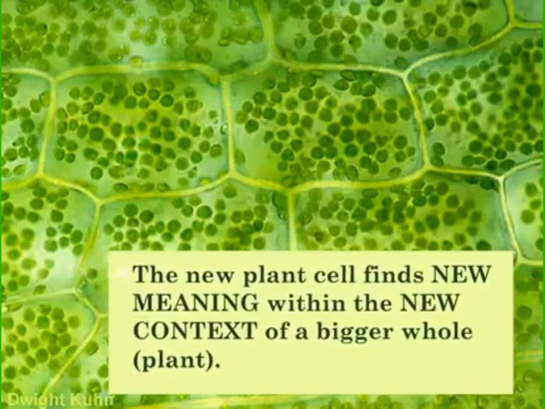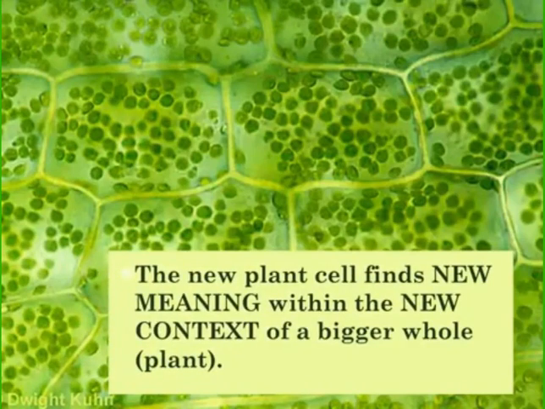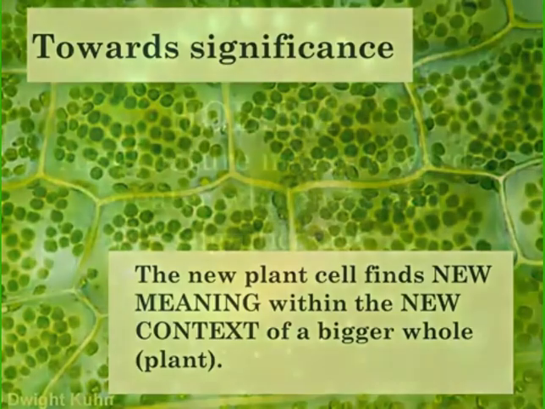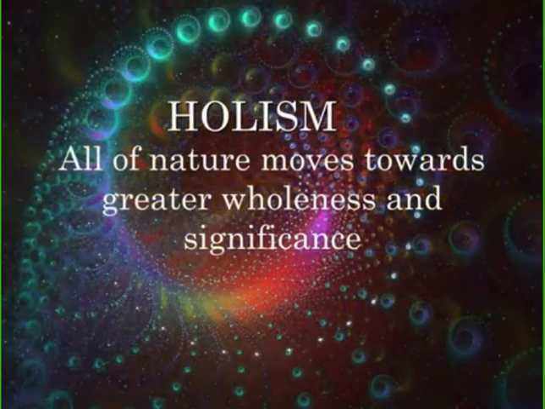We can even say that each one of the cells, here you have a whole bunch of cells with their chloroplasts in a leaf, that each new plant cell finds new meaning within the new context of a bigger whole. So even though each one of those plant cells could theoretically live on its own, it lives in a very tight collaboration, almost a synthesis, with all of the other cells in the plant to create this new complex whole called a plant. Therefore, we see a movement in evolution not only to greater wholes, just to be bigger and more complex, but there's a significance in that, there's a meaning in that. And we'll see more of that in Unit 2. What's important is that we understand the definition of holism, which is that all of nature moves towards greater wholeness and significance. And holism is the force through which that happens.